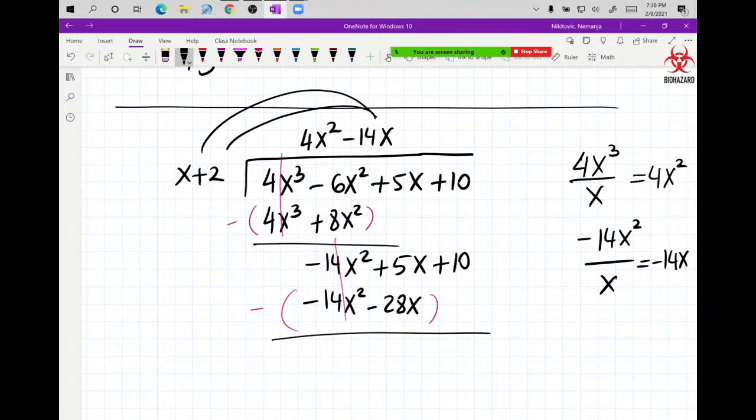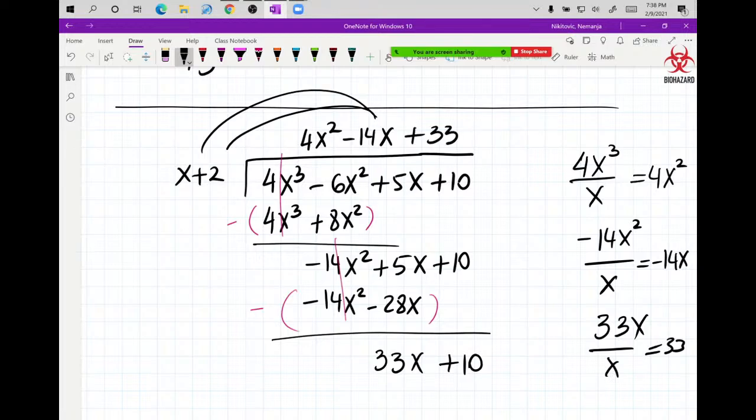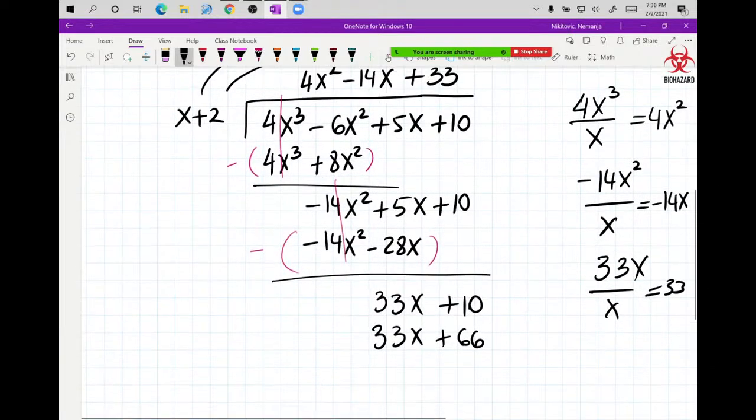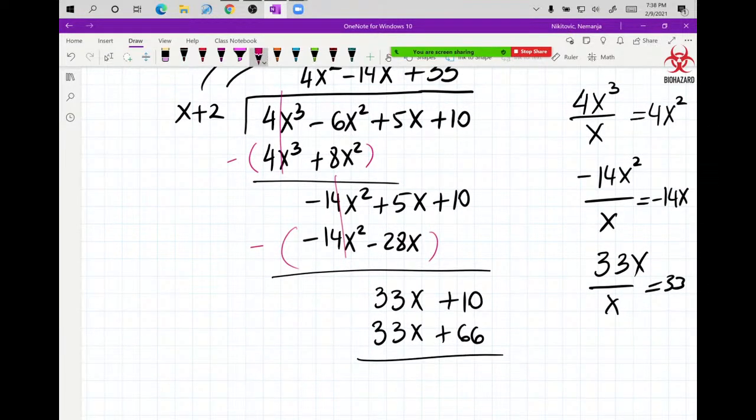So now 5x plus this is 33x, and you have plus 10. Yay! x into 33x. That's 33x divided by x is just 33. So plus 33. When you multiply it back, you get your 33x plus 66. And this needs to subtract. These guys cancel. You get negative 56 as the answer, right? Because it's 10 minus 66 is negative 56.